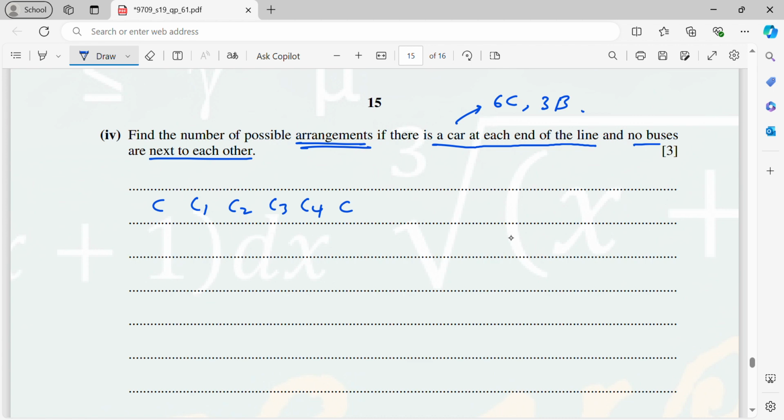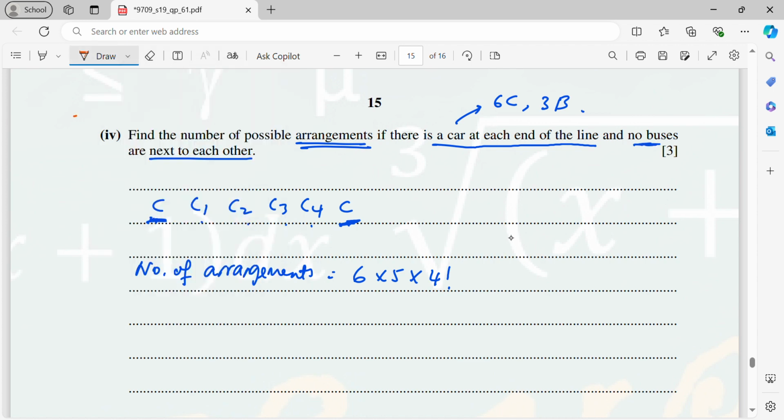So from here, I will write the number of arrangements. For the first C, the front one, I have 6 choices. And for the last C, I have 5 choices. Then I have C1, C2, C3, C4. These 2 cars are already fixed, we are not going to change them. We already considered 6 choices and 5 choices. And now for C1 until C4, we have 4 factorial choices, because you are arranging all 4 different toy cars. And now no buses are next to each other.